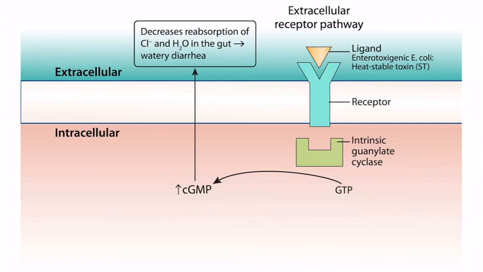This diagram describes the heat stable toxin of enterotoxigenic E. coli, which you can see labeled over here. What happens is the heat stable toxin will bind to this receptor on the cell membrane, acting like a ligand.